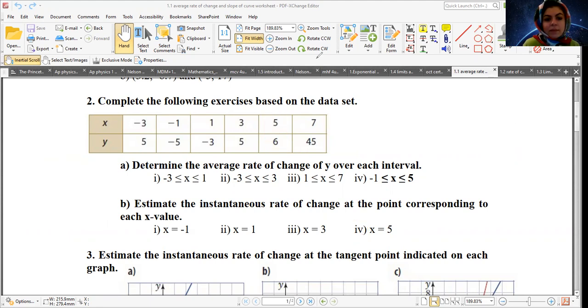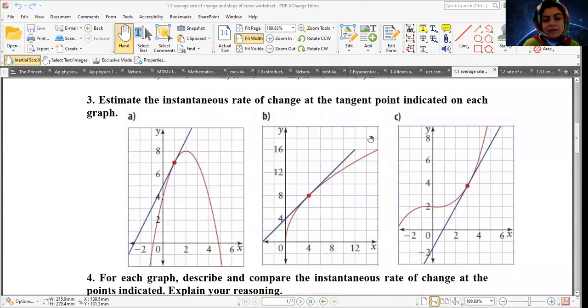Okay. Estimate instantaneous rate of change at the tangent point indicated. So if you do that, instantaneous rate of change is the slope of the tangent line. What you do, you just find 2 good points. Let's say this point and this point. This point is 2, 2. And this point is 3, 4. Just find the slope between these 2 points, and then it will give you the slope of a tangent line, which is the instantaneous rate of change.